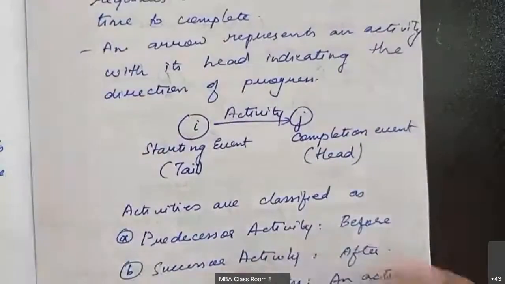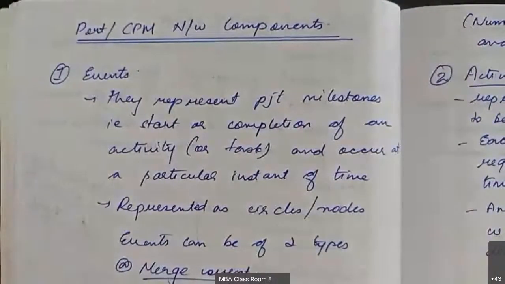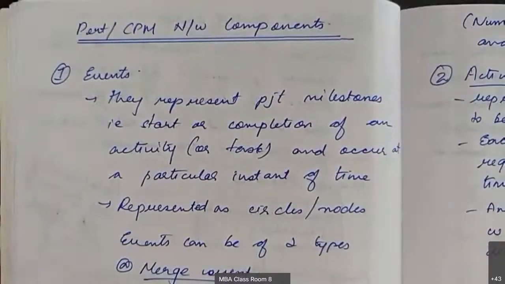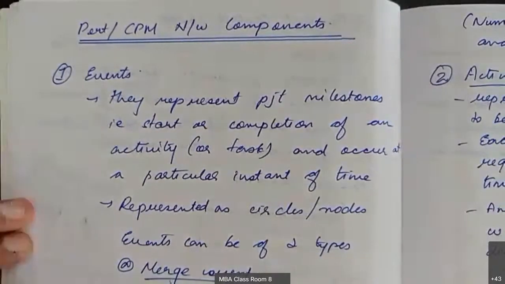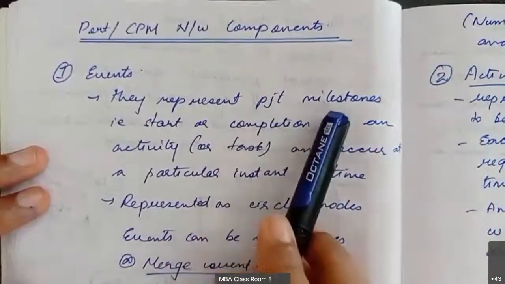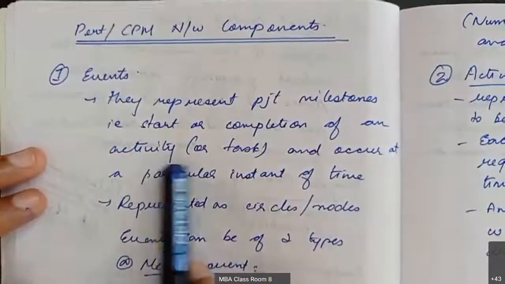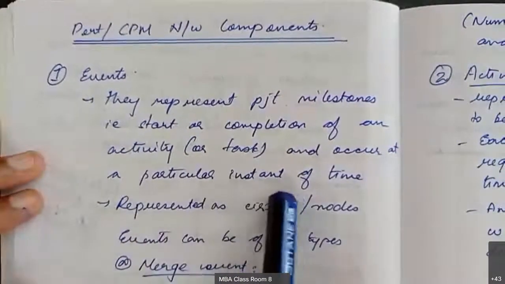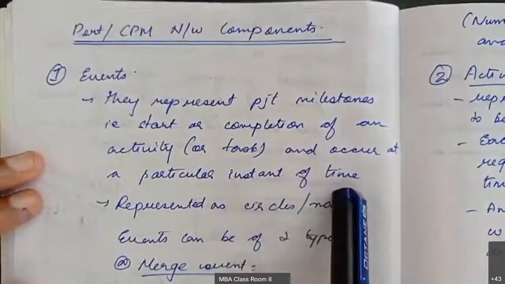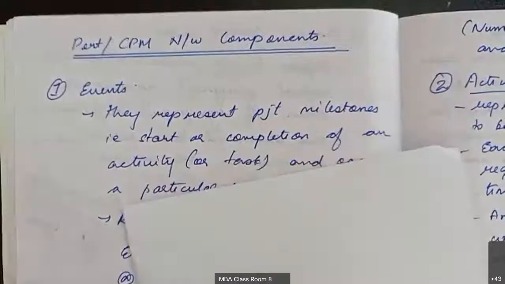Next, we have some important terms that you need to know for solving problems using PERT and CPM. First one is event. I've already told what an event is. Just read: events represent project milestones, that is the start or completion of an activity or task, and occur at a particular instant of time. Events are represented by circles.